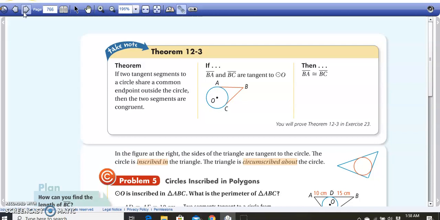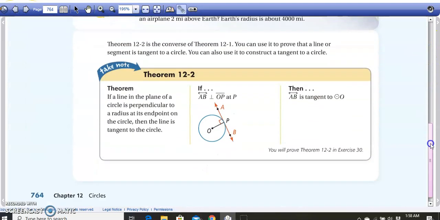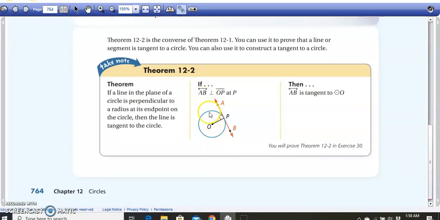Now, the last theorem, there are only two as a matter of fact in this, because there is an explanation in 12.2 that I think I didn't explain. It says the inverse: if AB and OP are perpendicular at the point P, then AB is a tangent. That means it is the inverse. The first one says if this is a tangent, this is 90 degrees. But in this situation, if this is 90 degrees with the radius, then this line is a tangent. It is the inverse of the first.